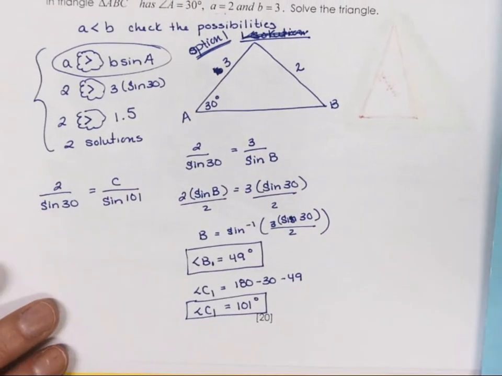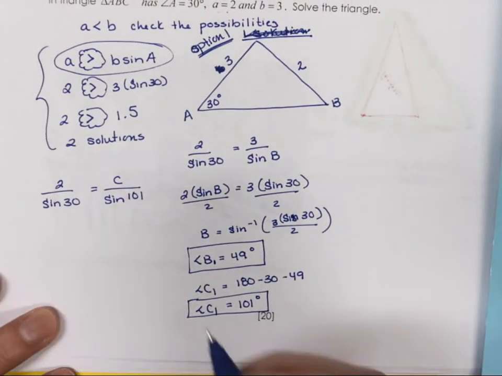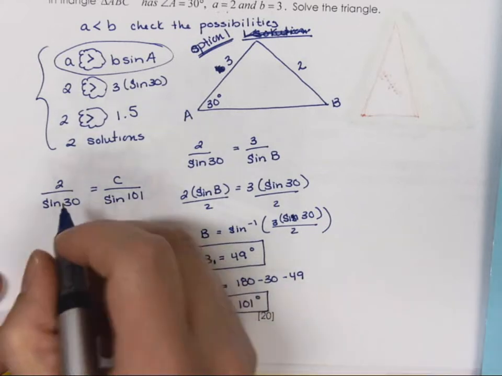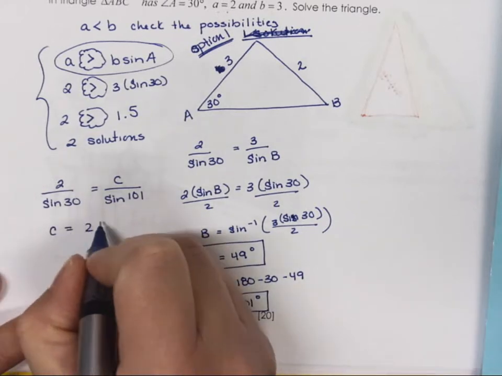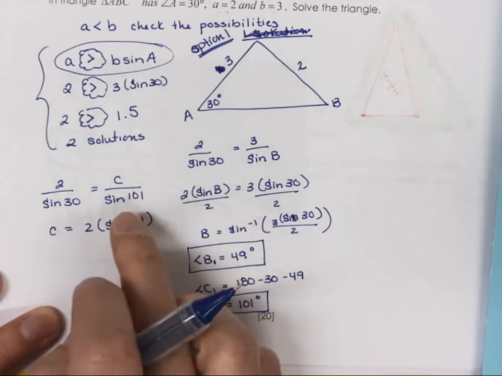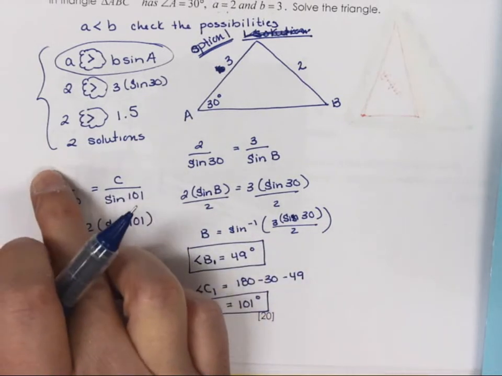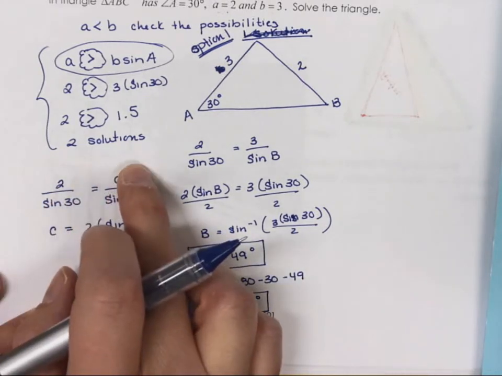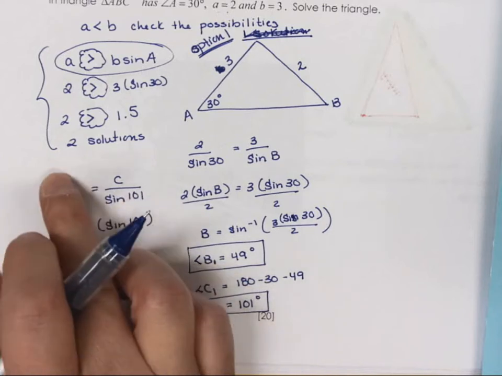So when I'm doing this in my head, I'm watching this is going to go to here, and this one's going to go to here. So I'm going to go 2 times sine in my head, and I know I'll have to divide this side by sine 30. So I'm just going to leave that on the denominator. So I'm just doing it quickly in my head.